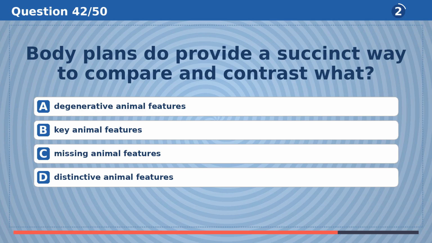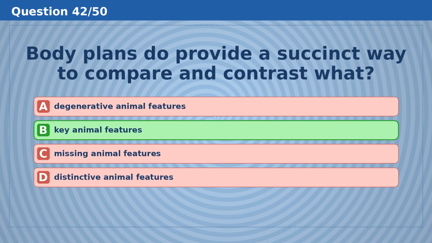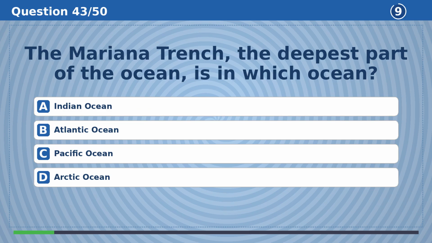Body plans do provide a succinct way to compare and contrast what? The answer is B. Key animal features.